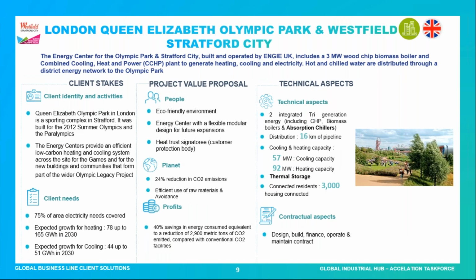The next case is the London Olympic Park in London. This is a network that has been developed for the Olympic Games in 2012. The specificity of that one is that we are generating power, and at the same time producing heat and cold for the territory nearby the network. So we distribute heat and cold to the city, as well as power to the neighborhoods.